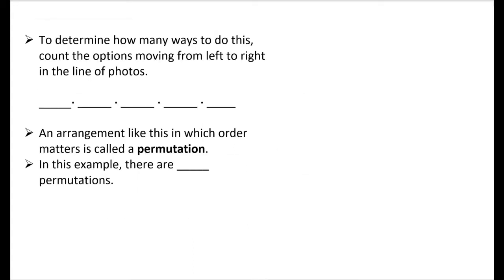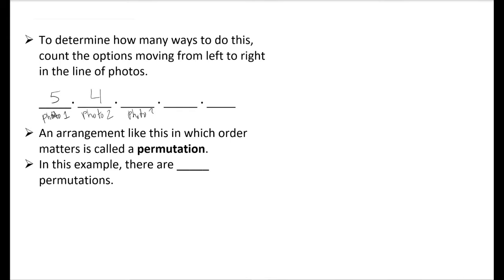Well, to determine how many ways to do this, we can count the options moving from left to right in the line of photos. So for example, the number of ways that you can choose photo number 1. So we'll say this is photo 1. In this case, for photo 1, you have 5 options. You can choose any of the 5 photos: yourself, mom, dad, sister, brother, etc. Once you choose that first photo, for the second photo, you're stuck with 4 options.